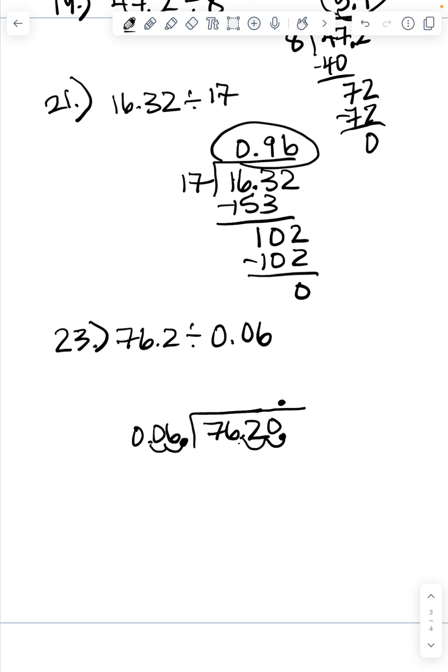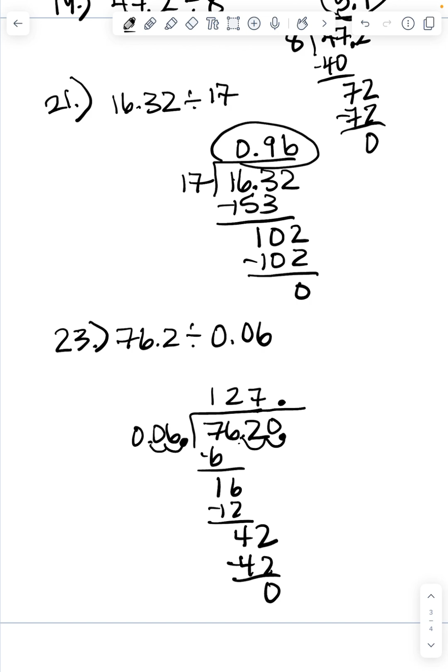All right, so we're doing 6 into 7. That's 1. 6. Bring down, subtract. We got a 1, bring down a 6. 6 goes into 16 2 times. That's 12. Subtract, get 4. Bring down a 2. 6 goes into 42 7 times. That's 42. We get 0.